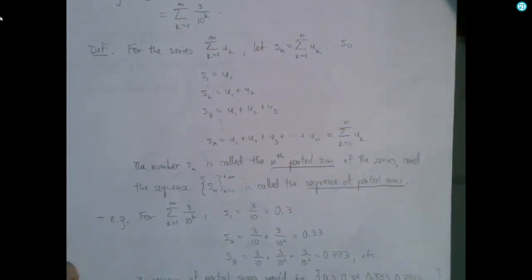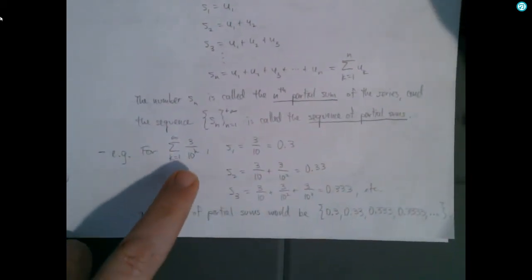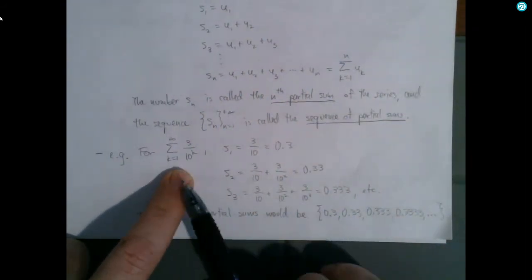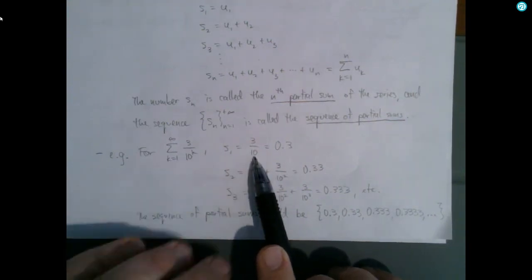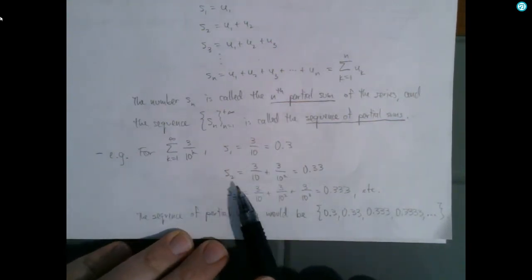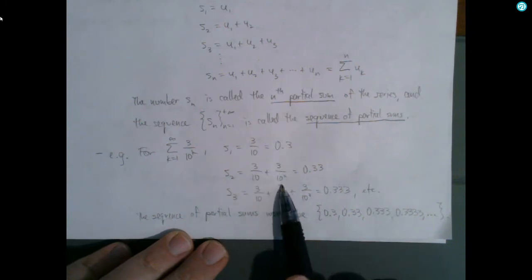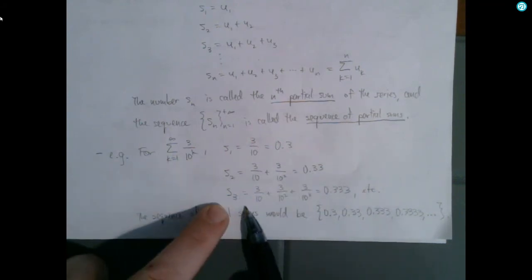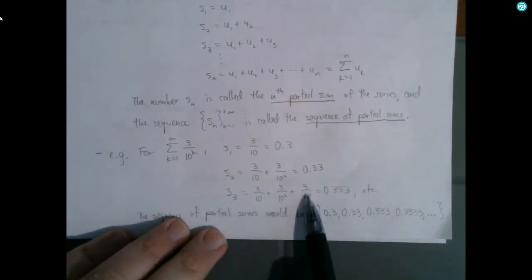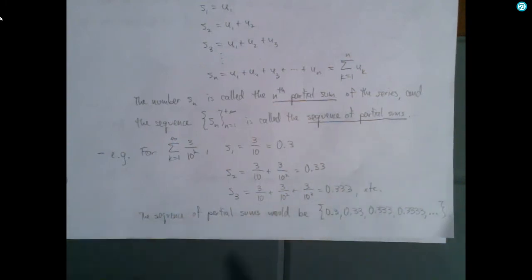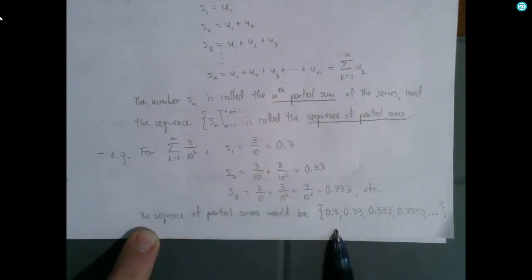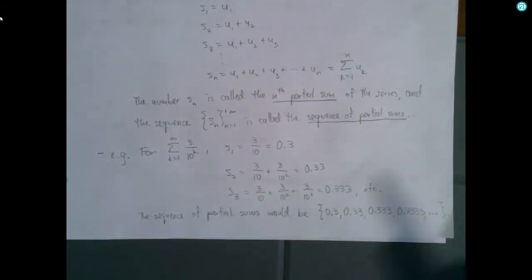So let me give you a concrete example using 1/3 again. Here's 1/3 written in kind of a fancy way. S1 would just be 3/10, which we can write as 0.3. S2 would be 3/10 plus 3 over 10 squared, which if you add that up, you get 0.33. And S3 would be 3/10 plus 3 over 10 squared plus 3 over 10 cubed, which is 0.333, and so forth. So the sequence of partial sums would be 0.3, 0.33, 0.333, 0.3333, and so forth.